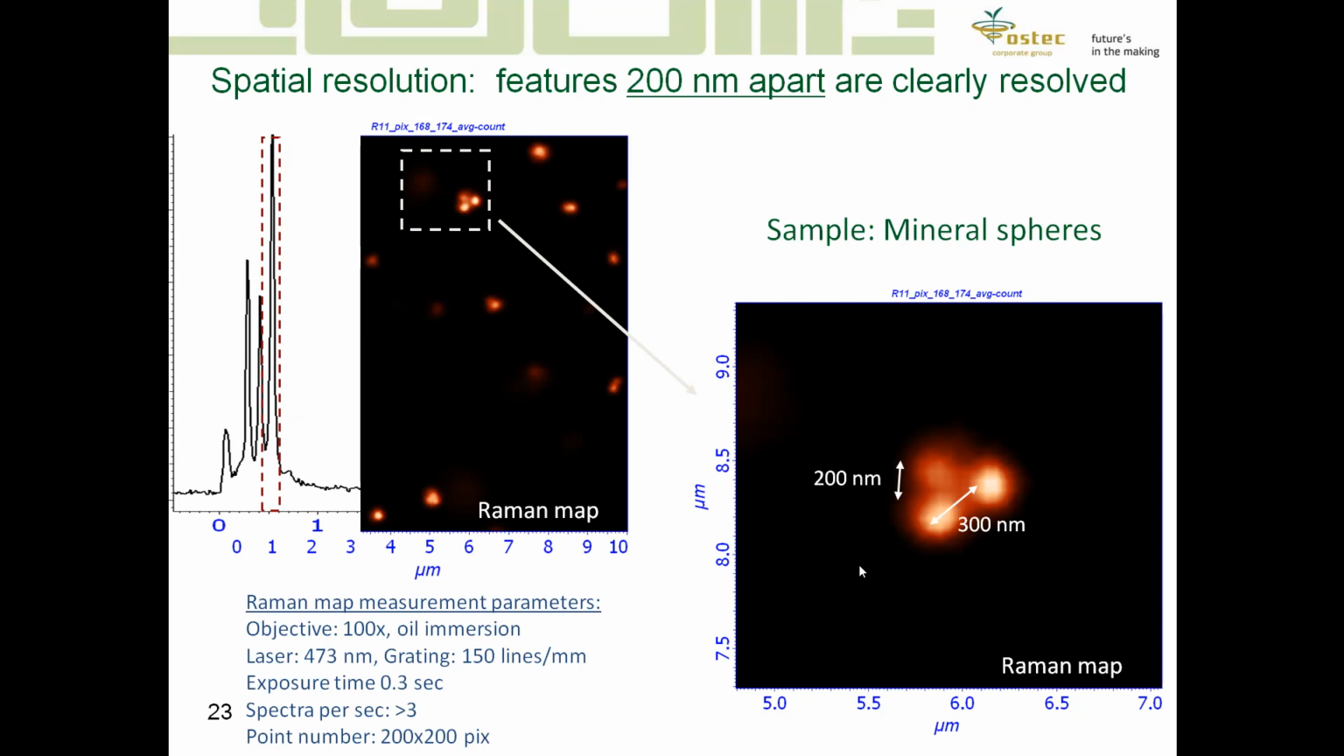And this is an example of high spatial resolution, XY resolution. The sample is mineral spheres, and they provide a strong Raman signal. When we use an oil immersion objective with a blue excitation laser, then we can achieve about 200 nanometers resolution.